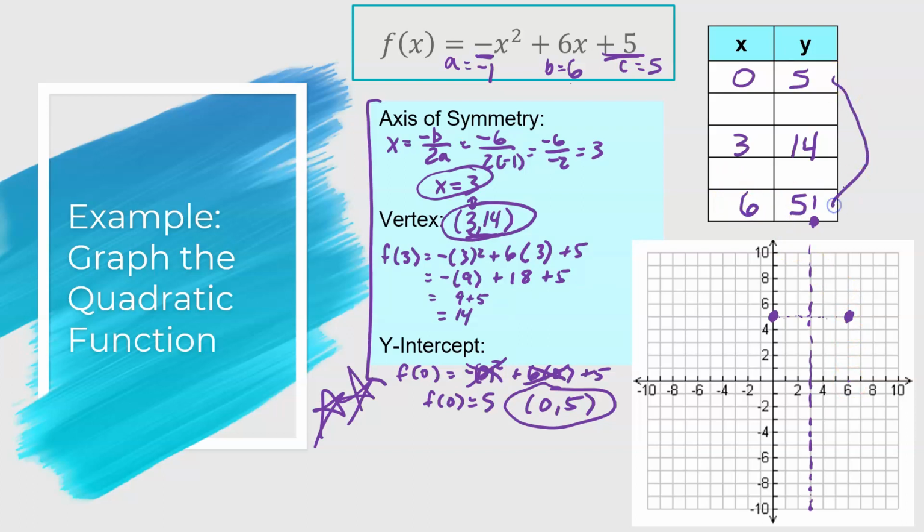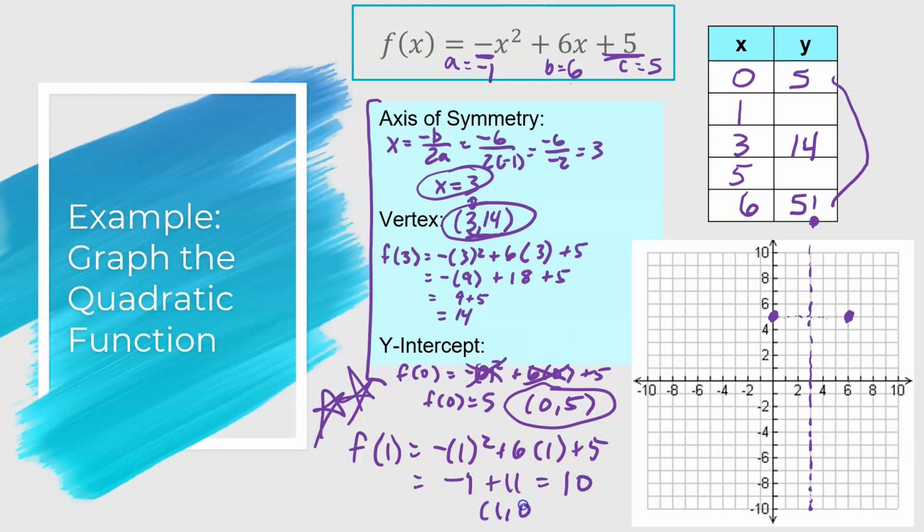So these 2 go hand in hand, which means I only have to calculate 1 more value. I chose to pick 1, which would go with 5 because that's 2 away. I could have picked 2 and 4 as well. I'm not sure why I picked 1 and 5, but when I went to do f of 1, I did negative 1 squared plus 6 times 1 plus 5. Probably picked it because it was a little bit easier math. Negative 1 plus 11 gave me 10. That means the point (1, 10) is on the graph.